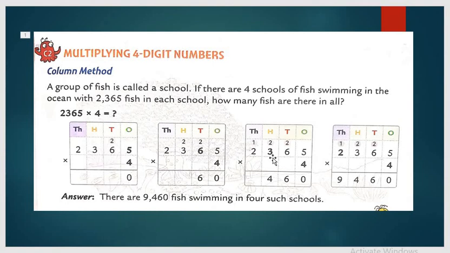Then here 3 fours are 12. 12 plus 2, how many? 14. 4 here and 1 as a carry. Then 4 2s are 8, and 1, 9. So the answer is what? 9416. There are 9416 fish swimming in such schools.